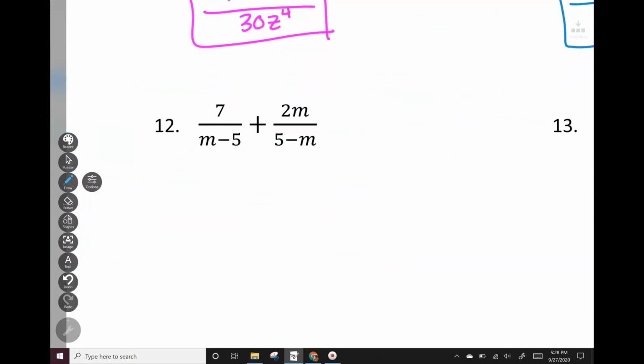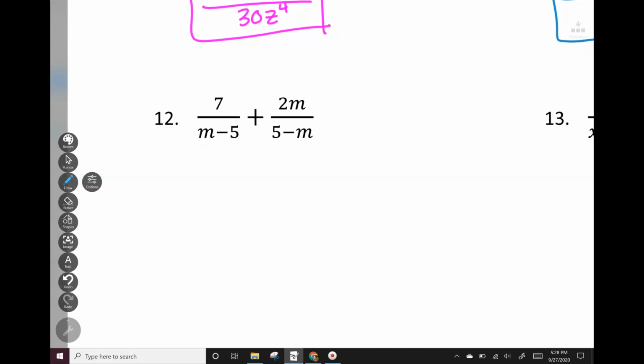Number 12. So on number 12, you can see that our denominators are pretty close to matching. However, they need a little work. Okay, so the signs are different.